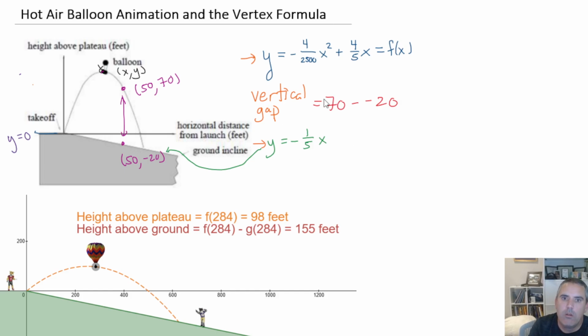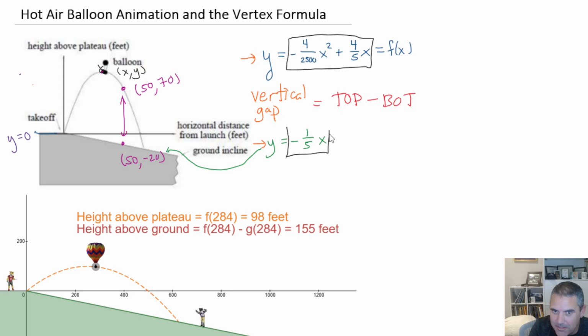Oh, so the vertical gap is the top y value minus the bottom y value. And they're like, yep, okay, sort of get that. So what do you want? You want the top y value minus the bottom y value. That will give you a brand new formula that represents the vertical gap. That brand new formula happens to be a quadratic.